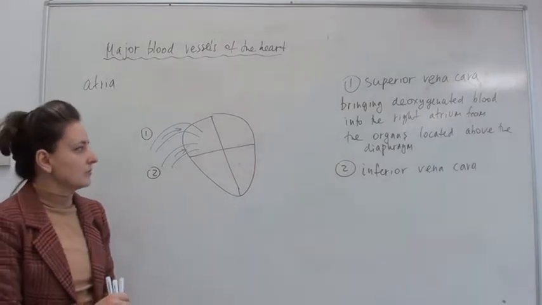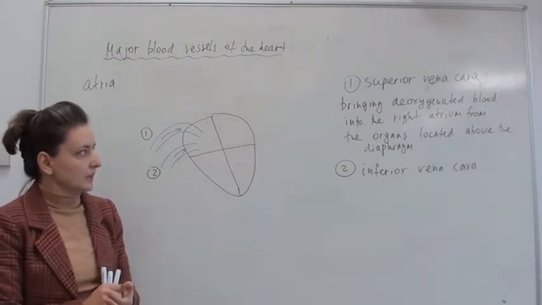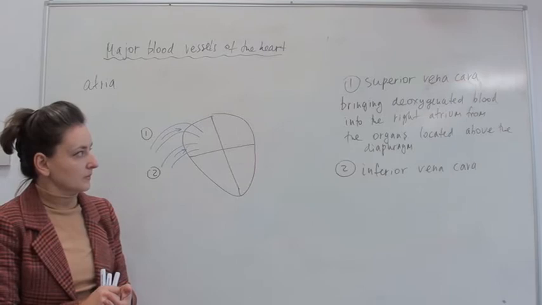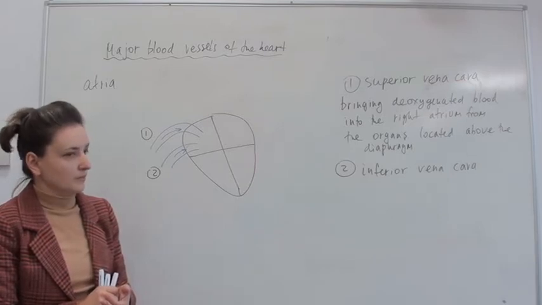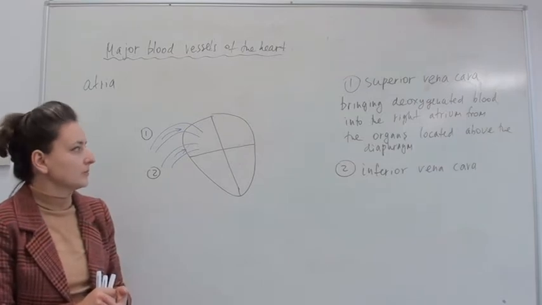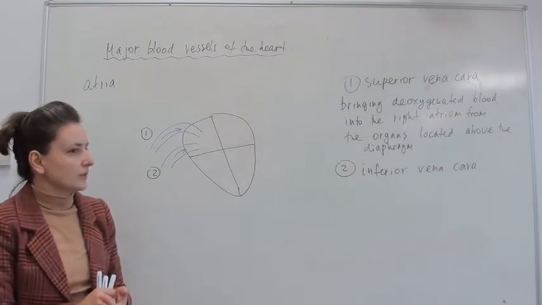Okay, Terry, do you mind reading out? What did you say about inferior vena cava? What's your statement? Brings the deoxygenated blood into the right atrium from organs below diaphragm. Yeah, good. So something along those lines.